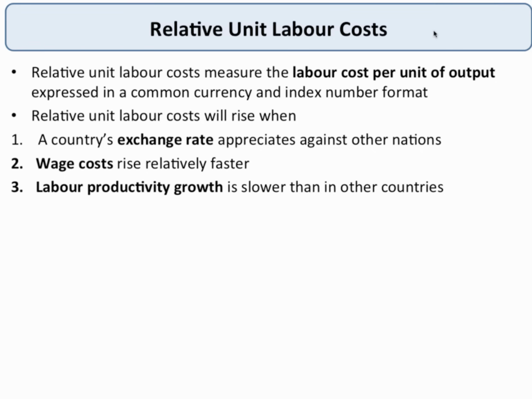Now, typically, a country's relative labour costs will go up either if the exchange rate appreciates against other nations, other countries, because of course you're going to convert it to a common currency, for example, the dollar. So if the pound appreciates against the US dollar, that will make British labour costs look relatively expensive when expressed in dollar terms. Labour costs also tend to go up when wages increase quicker than in other countries, or when labour productivity isn't growing quite as quickly as it is in other nations.